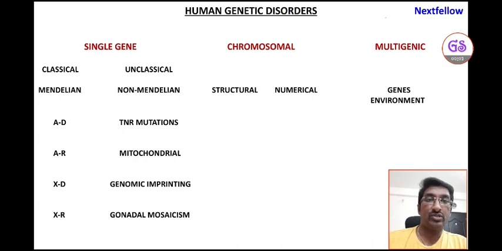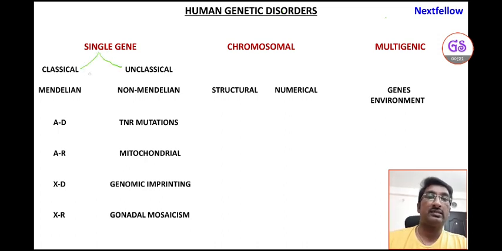Hi, in this short video, we are going to see how the human genetic disorders are classified. They are broadly classified into single gene disorders, chromosomal disorders and multigenic disorders. Under single gene disorder, there are two types. One is classical, other one is unclassical.